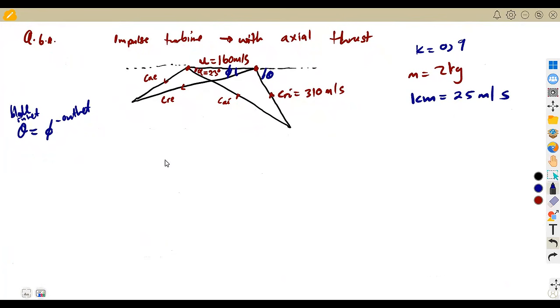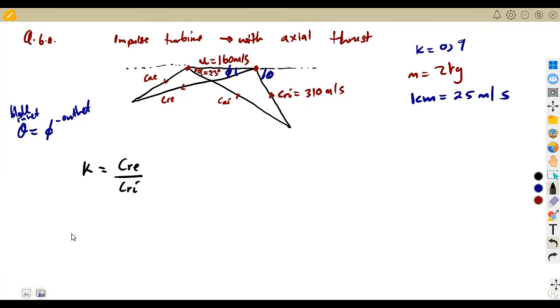Draw this diagram. What are we going to do here? Let us start with the coefficient of friction. Why are we given this? Remember I said K, the coefficient of friction, is equal to the relative exit velocity over the relative inlet velocity. We have the inlet, so we can calculate the exit.